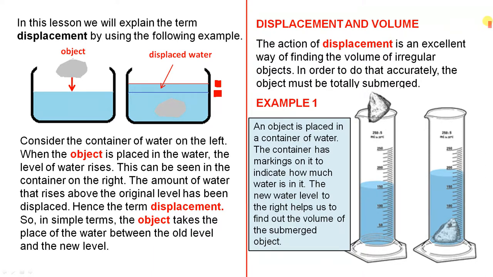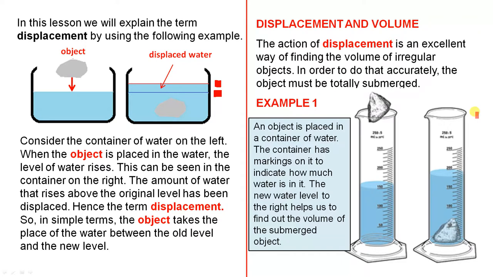Displacement and volume. The action of displacement is an excellent way of finding the volume of irregular objects. In order to do that accurately, the object must be totally submerged.